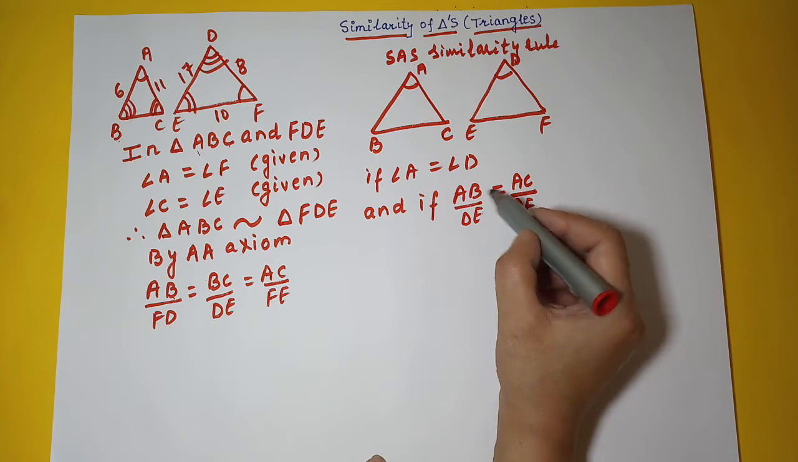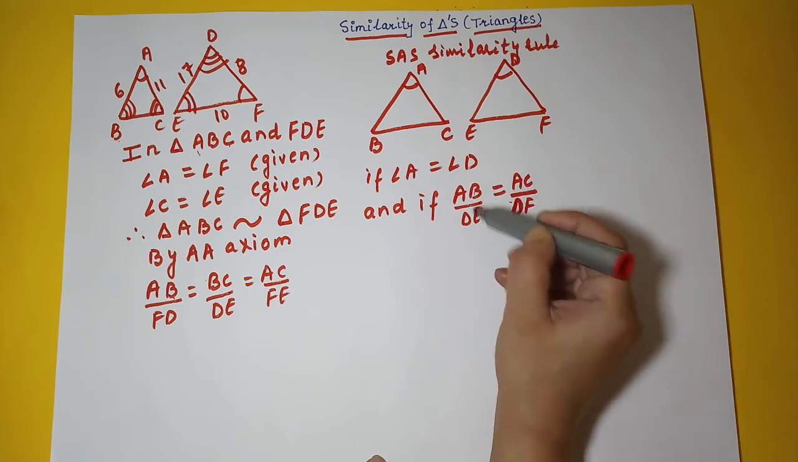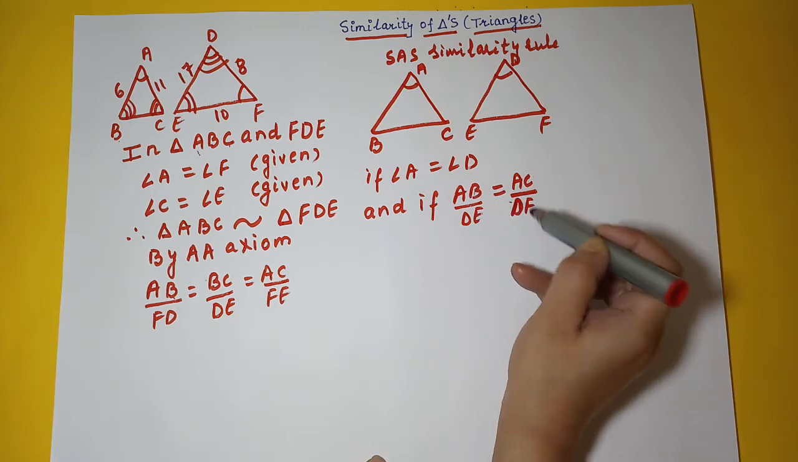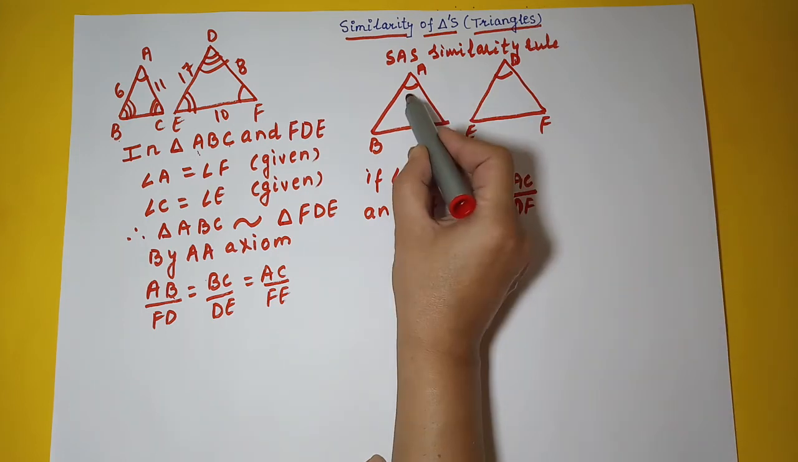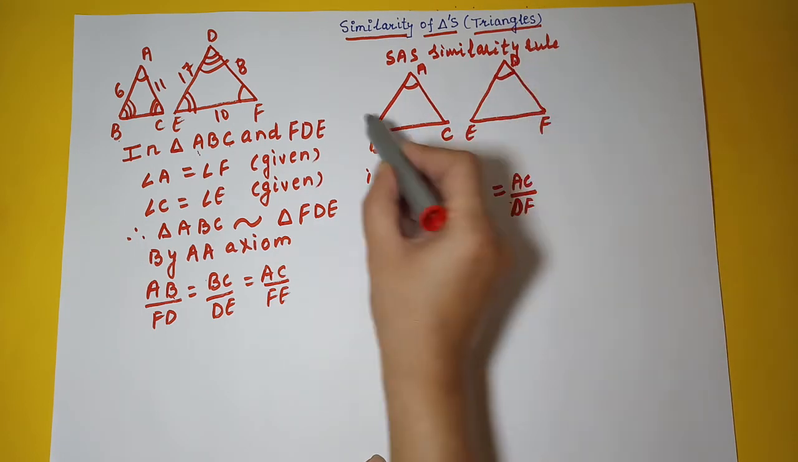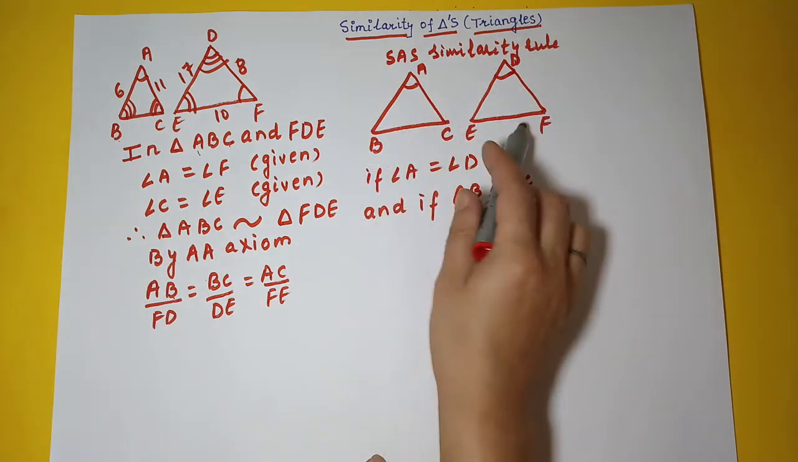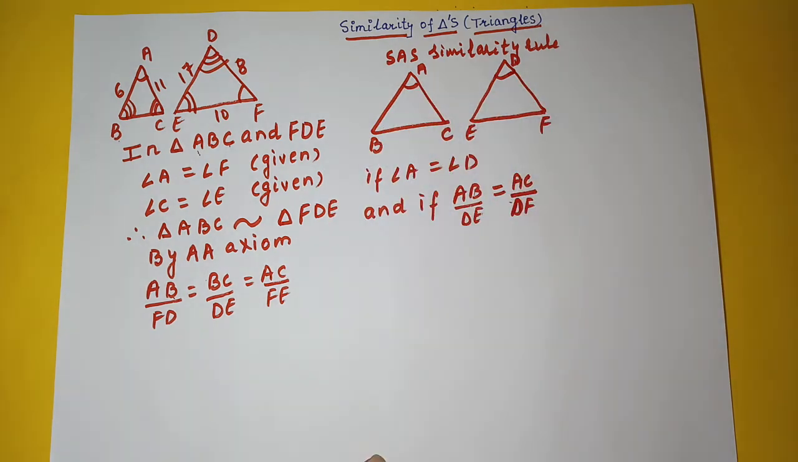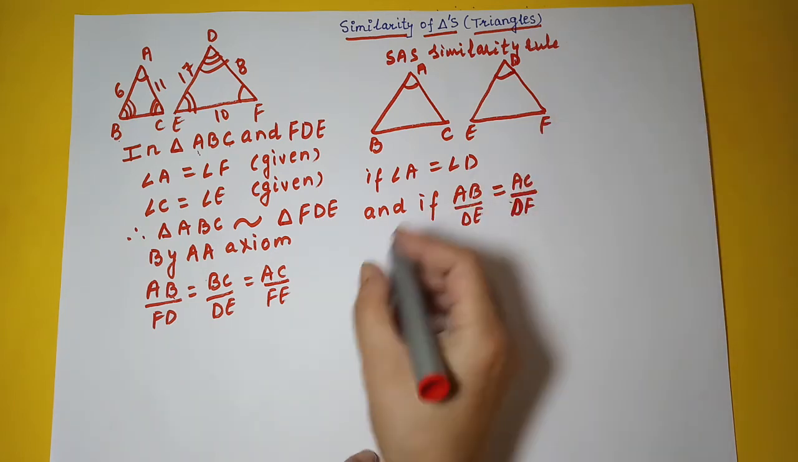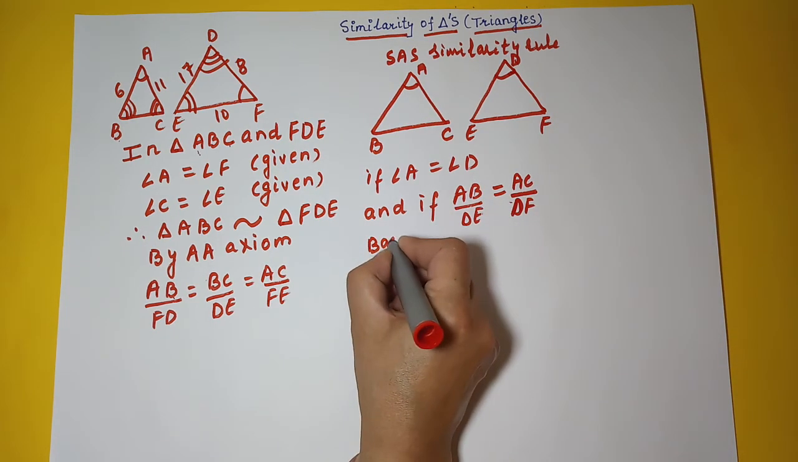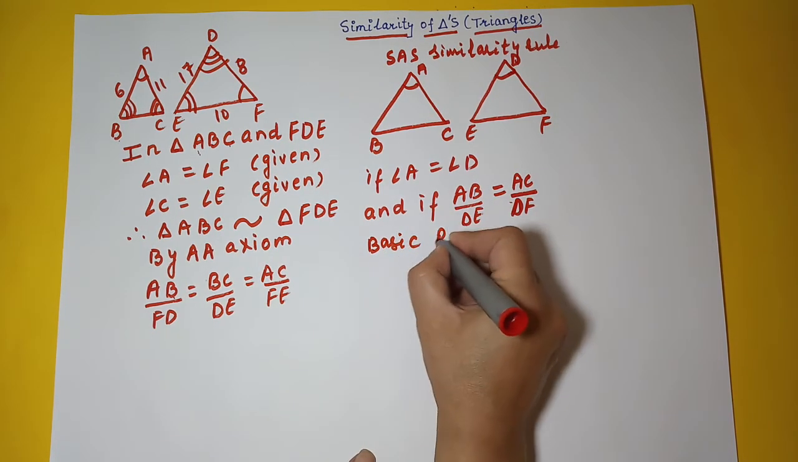So if you have a situation where the ratio between these two sides is equal to the ratio between these two sides, and the angle between these arms, between the proportional sides, is equal, you can say that the two triangles are similar, right? Then comes the basic proportionality theorem. So what is basic proportionality theorem?